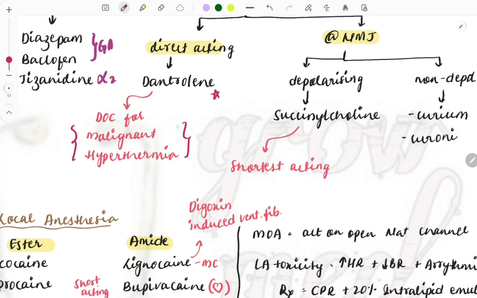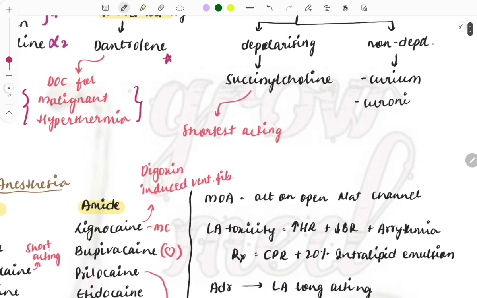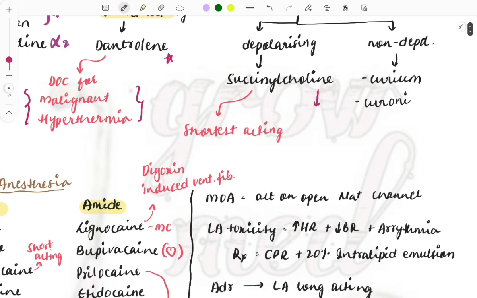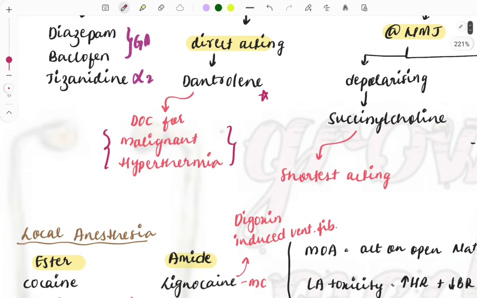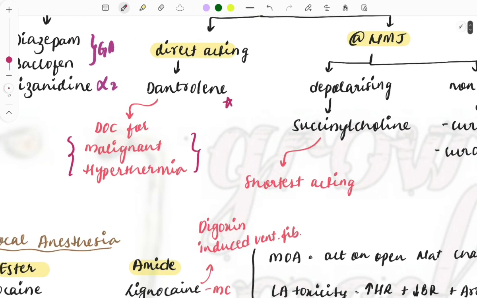Dantrolene will not cause malignant hyperthermia. There are various other drugs, like succinylcholine, which will cause malignant hyperthermia, and we can get confused between these things and mark the wrong answer if this question comes. So be particular about these questions: dantrolene is the drug of choice for malignant hyperthermia.